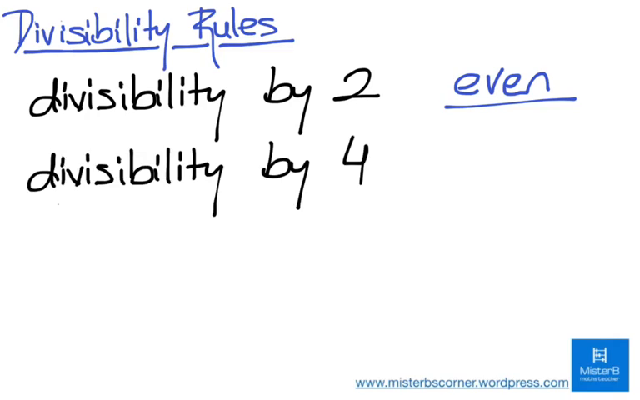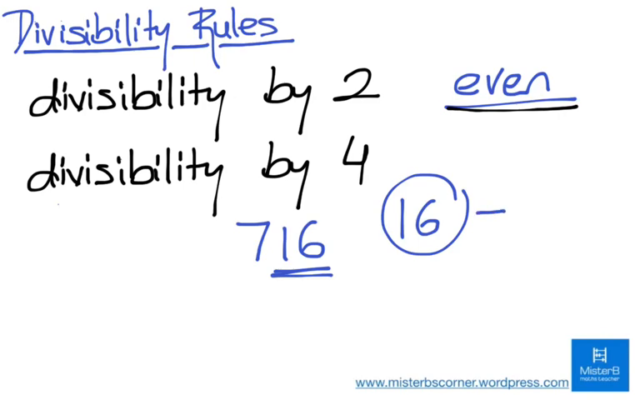When it comes to divisibility by 4, obviously it must be even, but it also has to be in the times table of 4. For example, if you have 716, right, then these two digits, 16, must be divisible by 4, so that you can say 716 is divisible by 4. Well, 16 is in the 4's times tables, right? So this is 4 times 4. So 16 is divisible by 4. This means 716 is divisible by 4 as well.